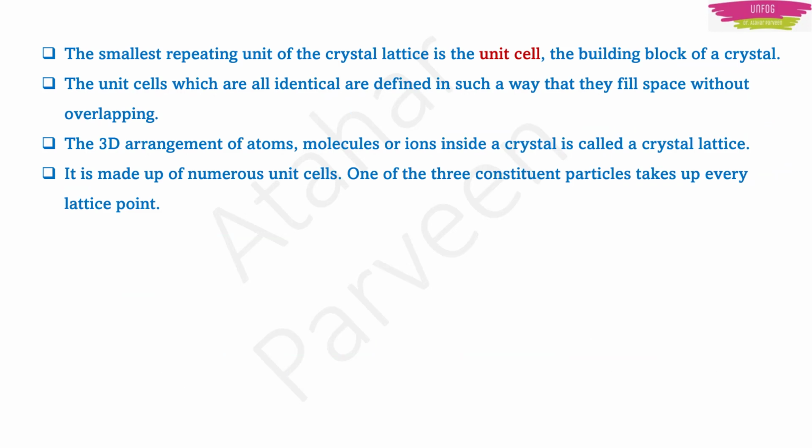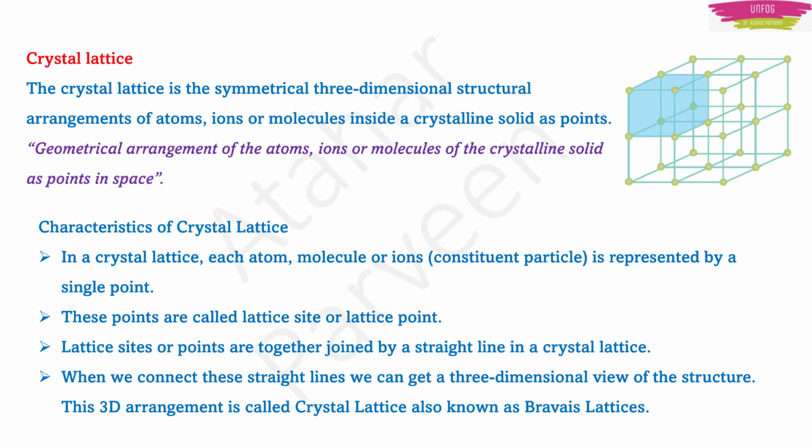Now coming to the actual topic of this chapter. The smallest repeating unit of this crystal lattice is known as the unit cell. Unit cell means, you can see the picture here in this diagram. The blue color shaded one cube box is there. That one cube box is known as the unit cell. Now, all together, grouping all those unit cells, we are getting this crystal lattice.